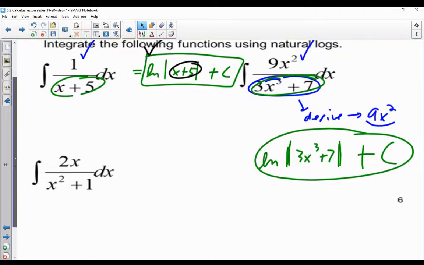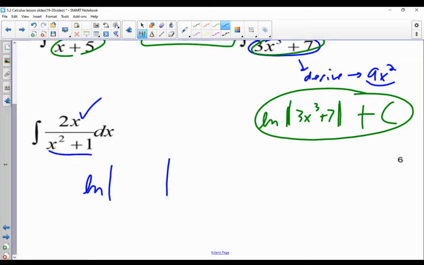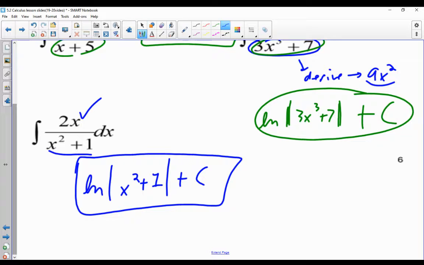Checking's really easy. And then the third example, it's going to be very similar. You're going to derive the bottom. You'll find out that it matches the top. So you can just rewrite it as natural log of the bottom, x squared plus 1 plus c. You guys can check that one on your own, but it's literally the same as the other two.